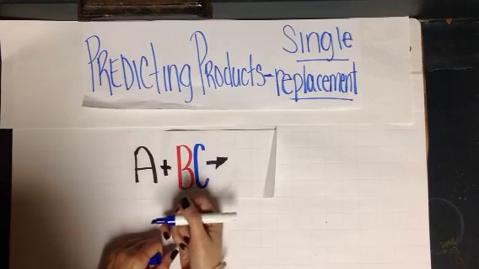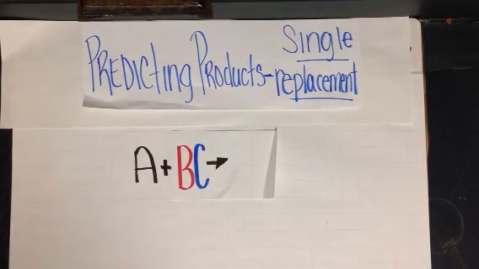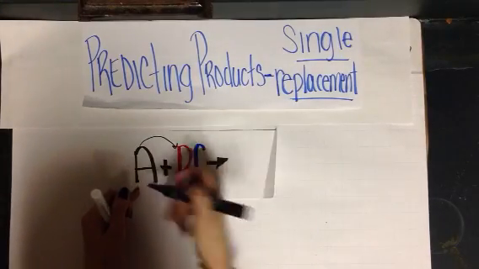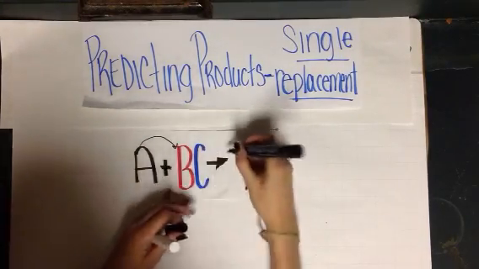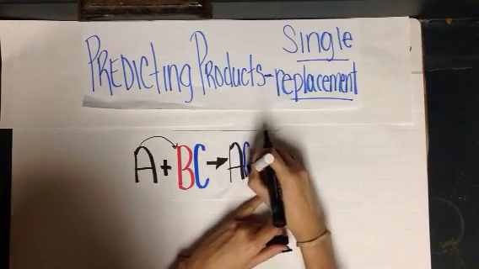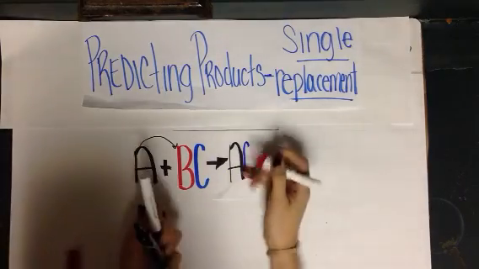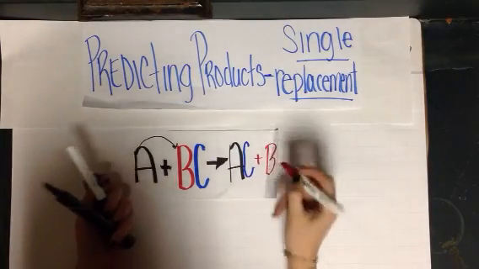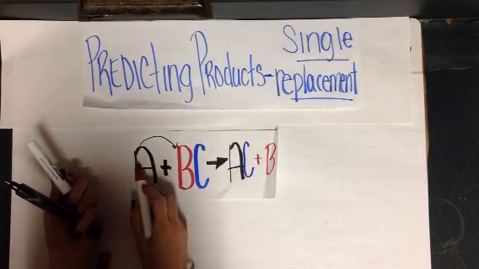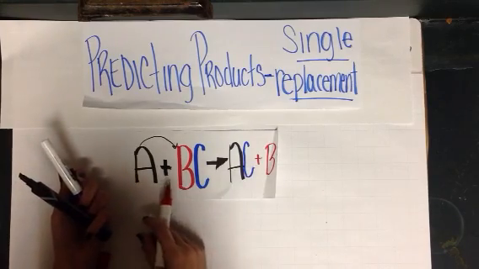And so what's going to happen is A is going to tap on B's shoulder. So A comes over to B and says, "Hey B, can you leave? I'd like to dance with C." So now A and C are now dancing together. And poor B has been bumped off. In other words, A replaces B. Single replacement. One single thing replaces the other single thing. And now A and C are now dancing together.